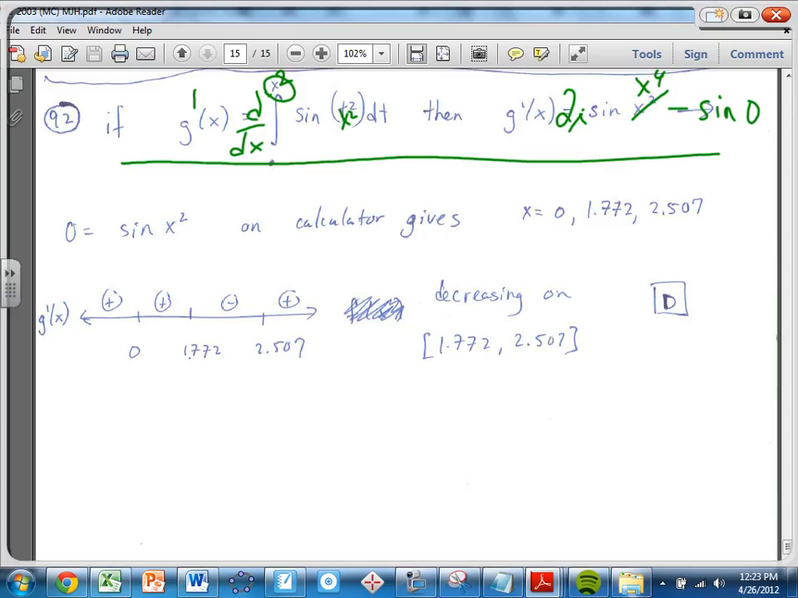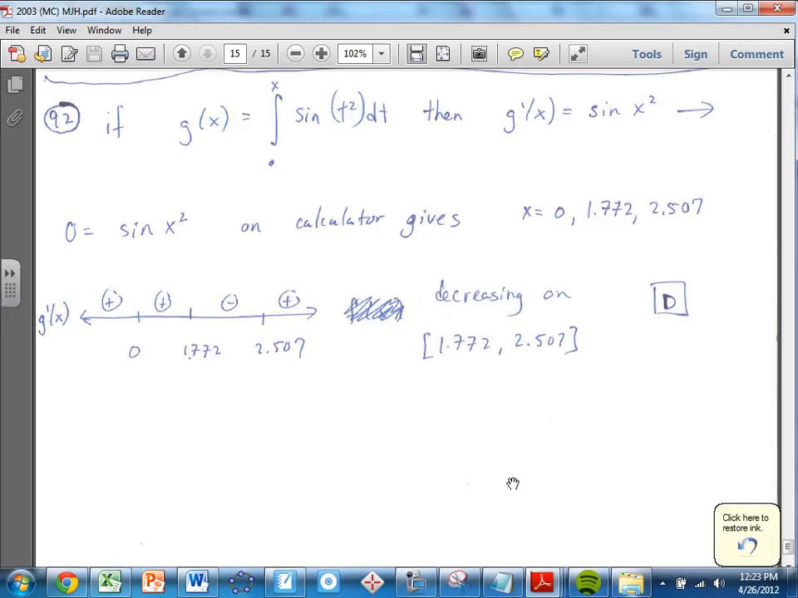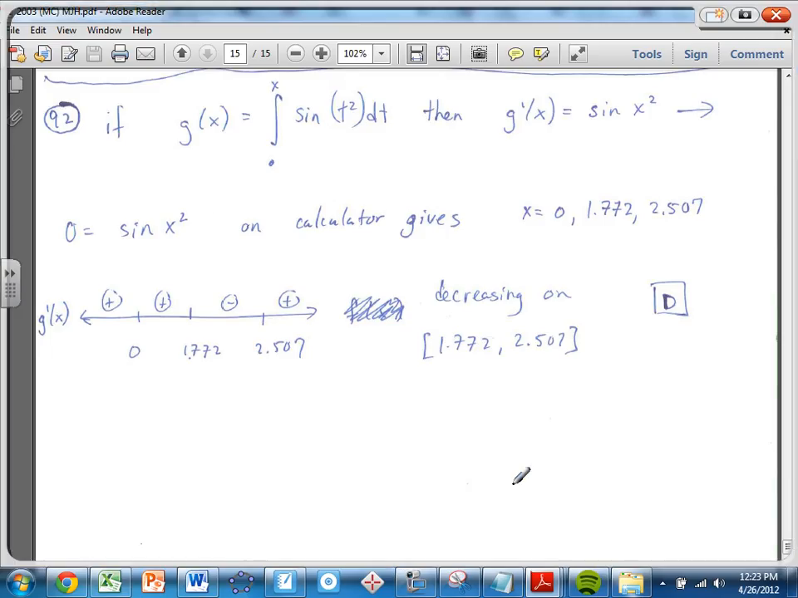So now, g is the integral and g prime is just the original. And this says, find the intervals on which g is decreasing. So I'm interested in g's derivative, right? If I want to know whether g is decreasing or increasing, I want to know about its derivative. So really, I want to know about sine of x squared. So I look at my calculator, I just simply graph this. I notice that there are roots at these 3 locations.